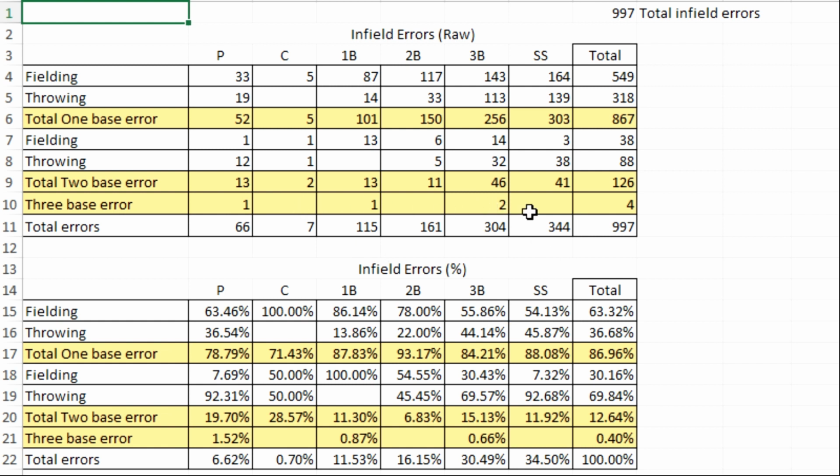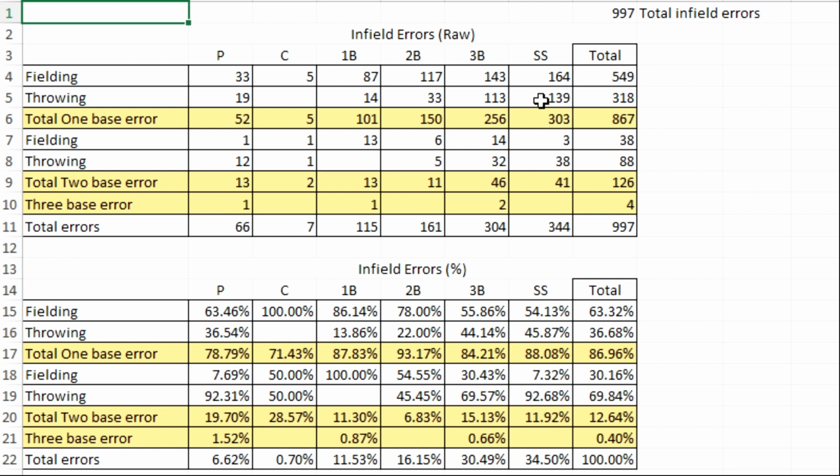So that's something to note. Those are outliers as compared to the other ones. The other thing that I did is I broke down fielding versus throwing, as I mentioned before. Some errors had a TH designation on them, and I classified those as throwing errors. So if we look at the one base errors, I broke it down by position also.